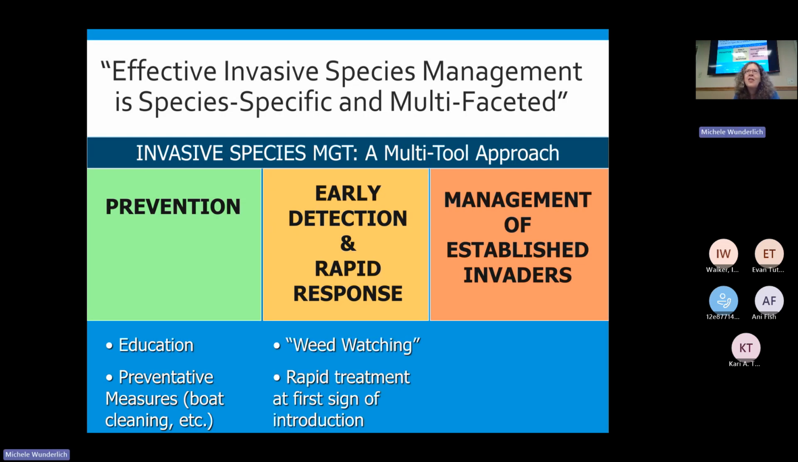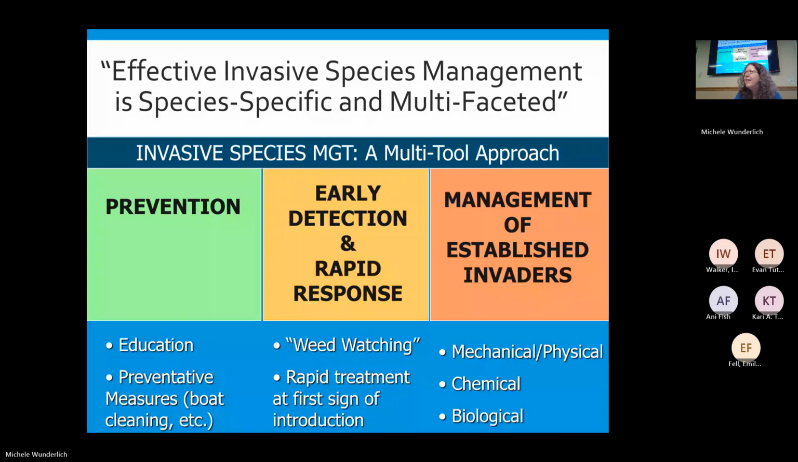And then we look for early detection and rapid response. If we can get the species before they have a chance to establish themselves, we can get rid of them. Weed watching, which is looking for these species, and rapid treatment at first sign of introduction. And then there's the management of established invaders by mechanical or physical means, like weed harvesting, chemical, like with herbicides, or biological, when you bring in an insect that eats them, like for the hemlock woolly adelgid.